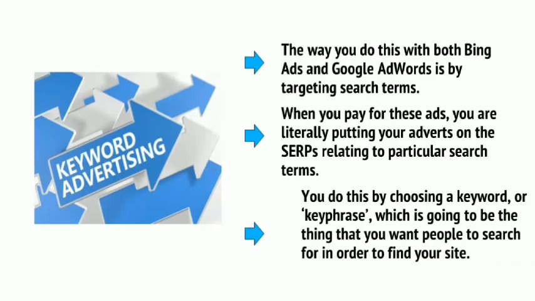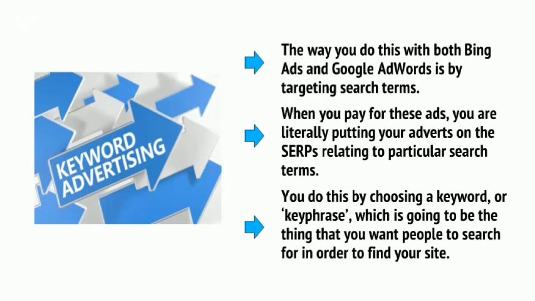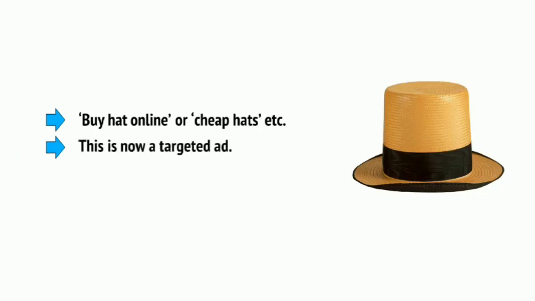You do this by choosing a keyword or key phrase, which is going to be the thing that you want people to search for in order to find your site. So, for example, if you were selling a hat, your key phrase would probably be buy hat online or cheap hats, etc. This is now a targeted ad because it lets you advertise specifically to people who are looking to buy the thing you have. That means they'll fit within your target audience, and actually, this makes them qualified leads.